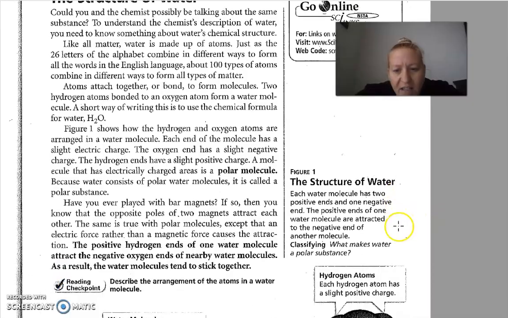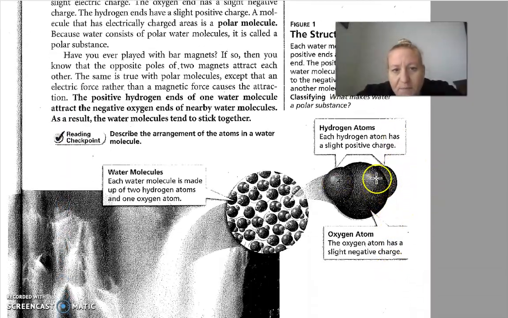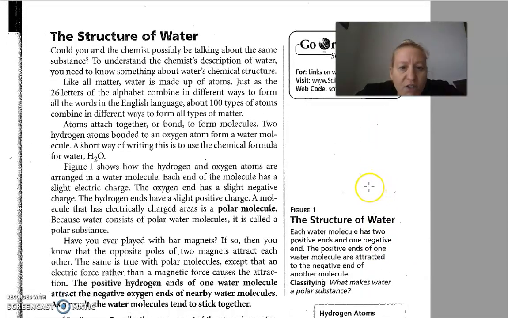Figure 1. Let's look at figure 1. Figure 1 shows how the hydrogen and oxygen atoms are arranged in a water molecule. Each end of the molecule has a slight electric charge. The oxygen end has a slightly negative charge. The hydrogen end has a slightly positive charge. A molecule that has electrically charged areas is called a polar molecule. Because water consists of polar water molecules, it is called a polar substance.